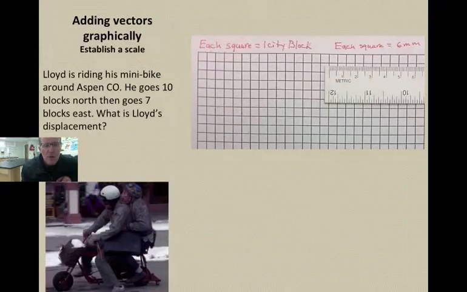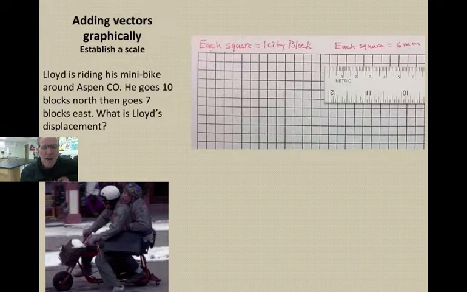Okay, so our first problem, we have Lloyd. He's riding a mini bike in Aspen, Colorado, and he's going to go 10 blocks north. That's one displacement, and then he's going to go 7 blocks east. So we have two displacement vectors, and we want to know his total displacement.